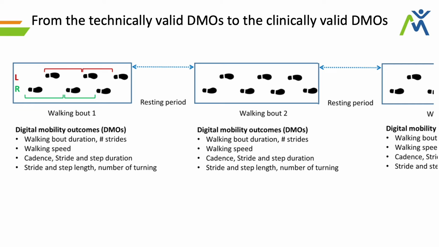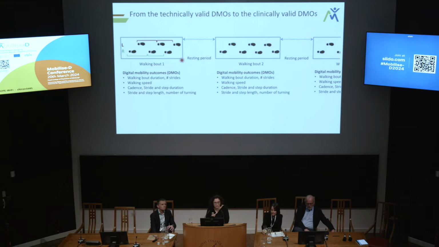The technical validation study provided us a set of algorithms that allow the calculation of digital mobility outcomes at the walking bout level. This means that for every walking bout of a person, a period of consecutive steps preceded and followed by a resting period, we have information on the duration, number of strides, walking speed, cadence, stride and step duration, stride and step length, and number of turns. This is the original list of the DMOs that we have at a walking bout. And these DMOs have been proven valid when they were tested for criterion validity in the technical analysis.